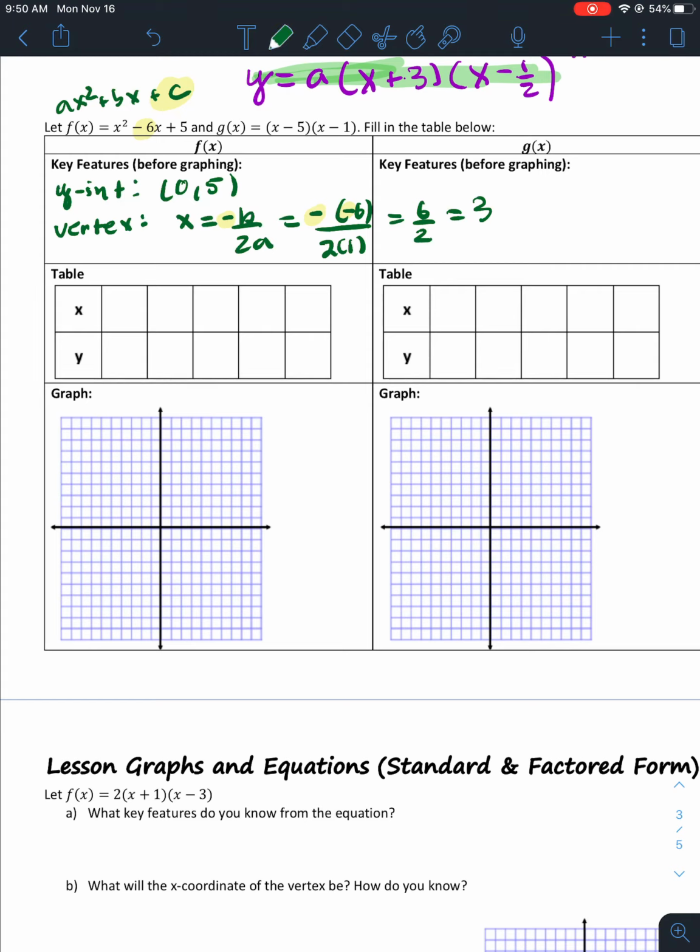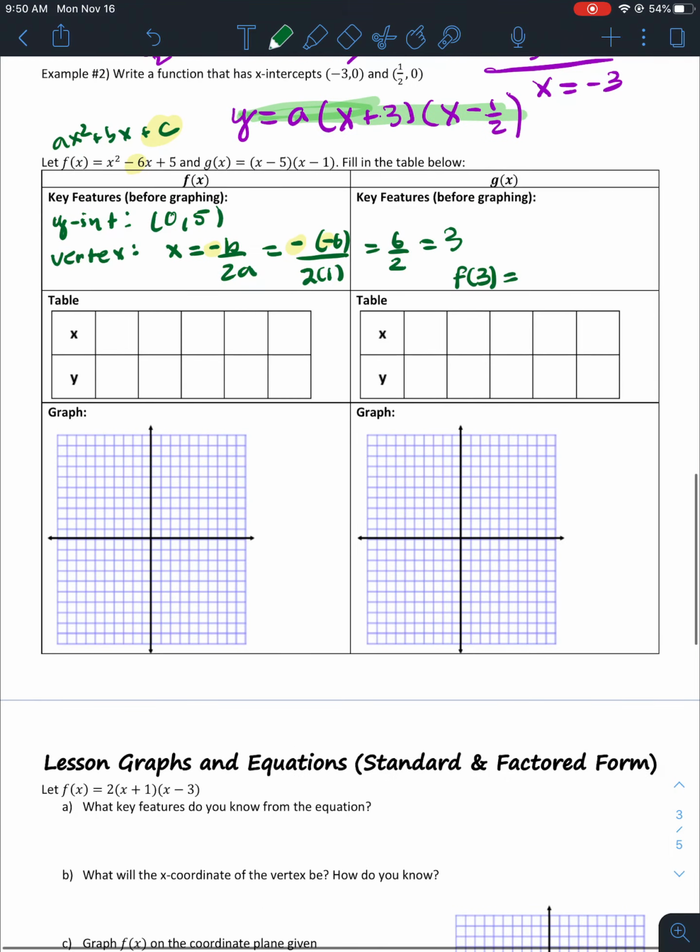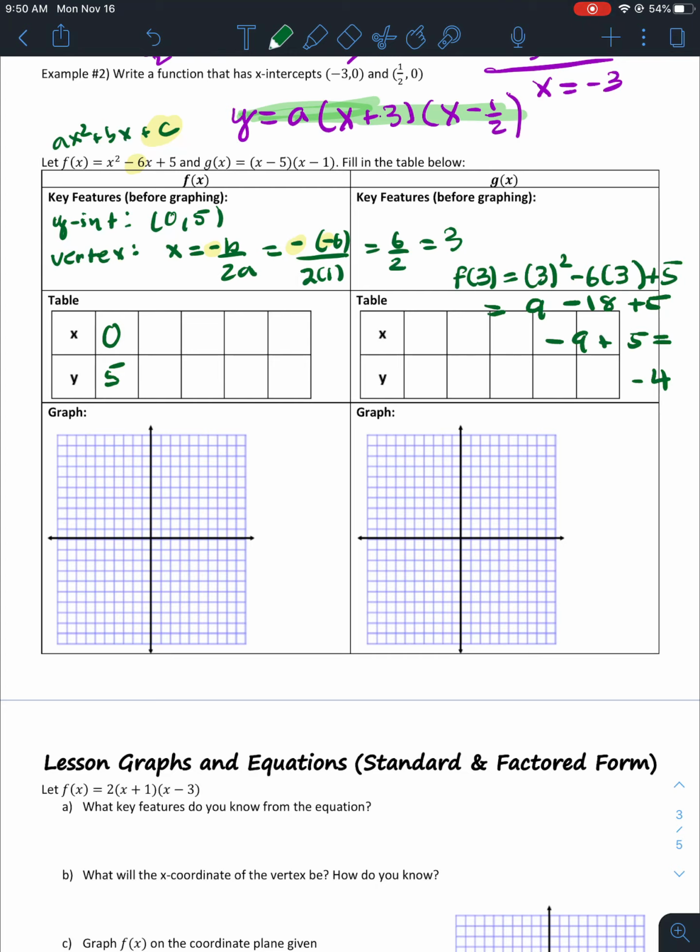That means I still need to take my 3 and do f of 3, substituting it into my function. I don't know if you noticed by now, I just like to write everywhere. Sorry if that gives you some trouble following. And I get negative 4. So I have my y-intercept, which is (0, 5), and I got my vertex, which is (3, negative 4). It's recommended that you write your vertex in the middle so you can pick points to the left and to the right of it.